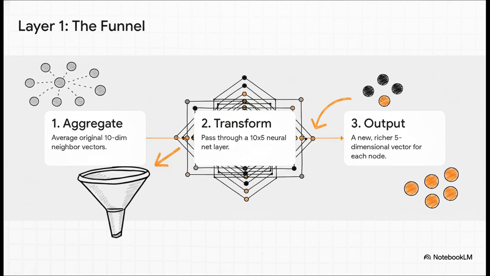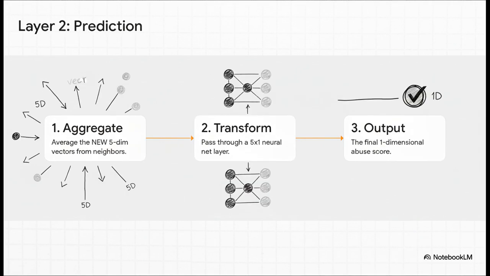It's creating a brand new, richer fingerprint for each tweet, one that already has information about its neighborhood baked right in. And then, layer 2 steps up to the plate. And guess what? It does the exact same two-step dance. Aggregate, then transform. But here's the key. Its input isn't the original 10-number vectors. It's the new, smarter 5-number vectors that layer 1 just created. So it aggregates those from its neighbors and passes that new summary through a final neural net to spit out our final single abuse score. Same process, just with much smarter data to work with.